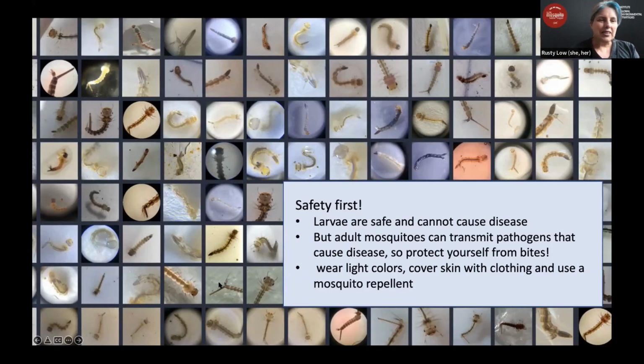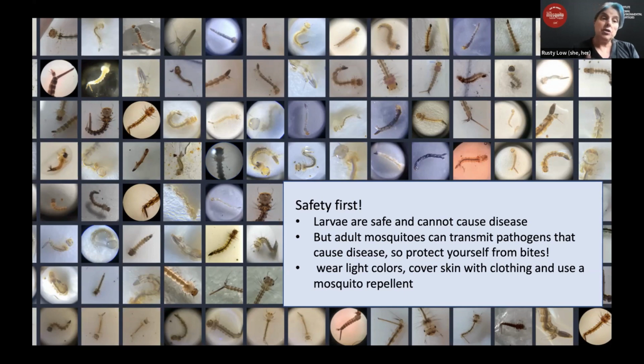These are the larvae that people are looking at, and they're really quite amazing. These are photos that Globe observers took last summer. We had a photo challenge campaign, and you can see there's an incredible diversity of organisms there. And what I want to let you know as educators is that larvae are perfectly safe. They cannot transmit disease. They cannot bite.